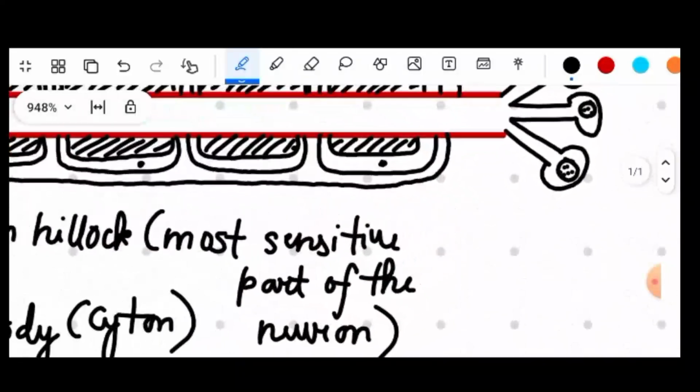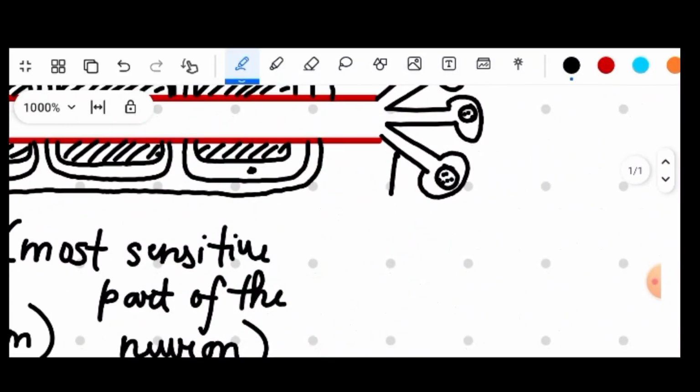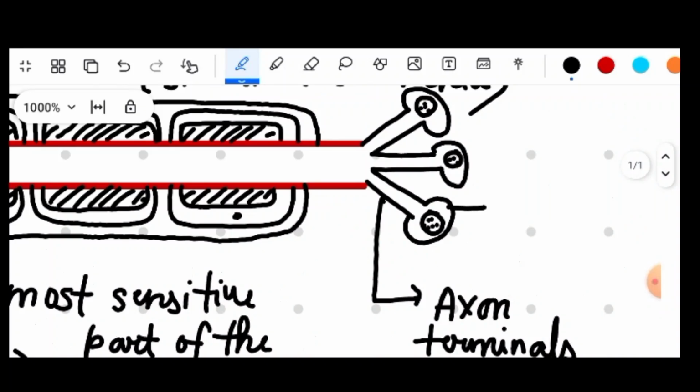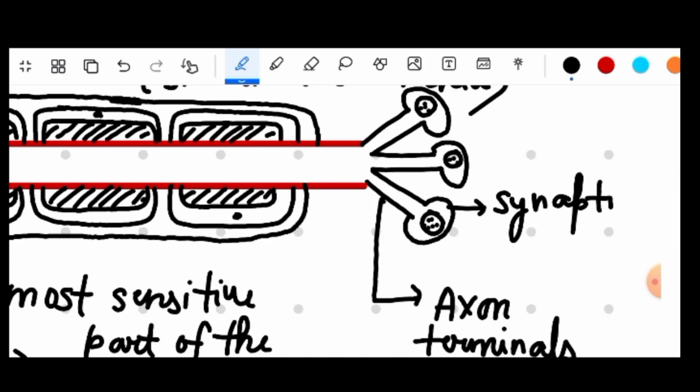Now, this part is called the axon terminal. These are the synaptic knobs. Synaptic knob is also known as synaptic end bulb.